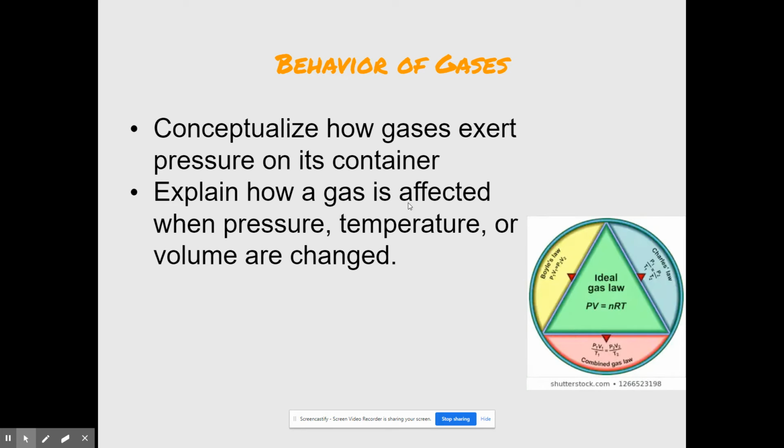And then Charles' law, if we change temperature, volume is going to change in the same way. If we increase the temperature of a gas, the volume of the gas will go up, and vice versa. If we decrease the temperature of a gas, the volume will go down.